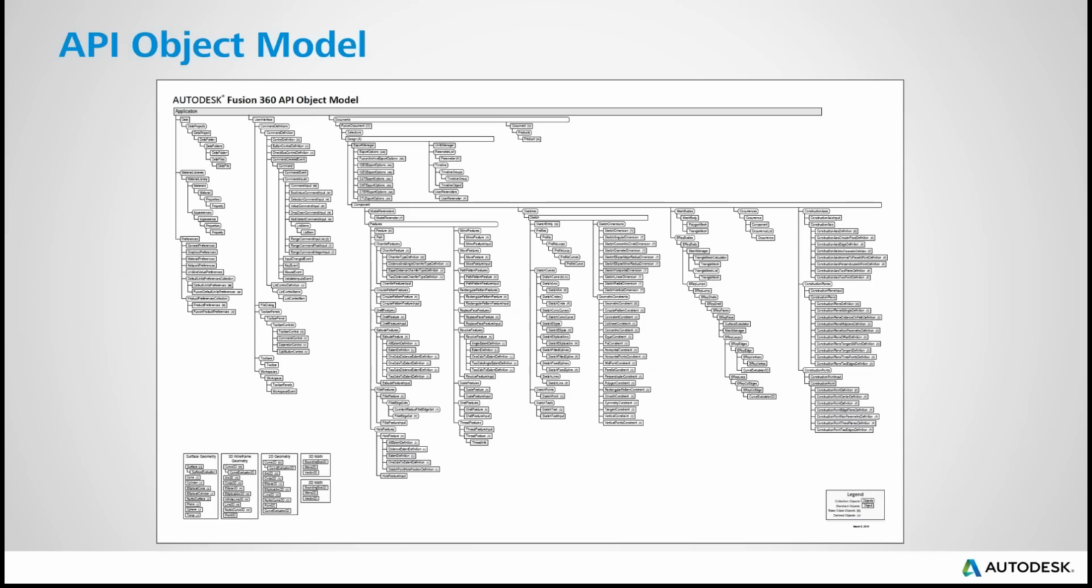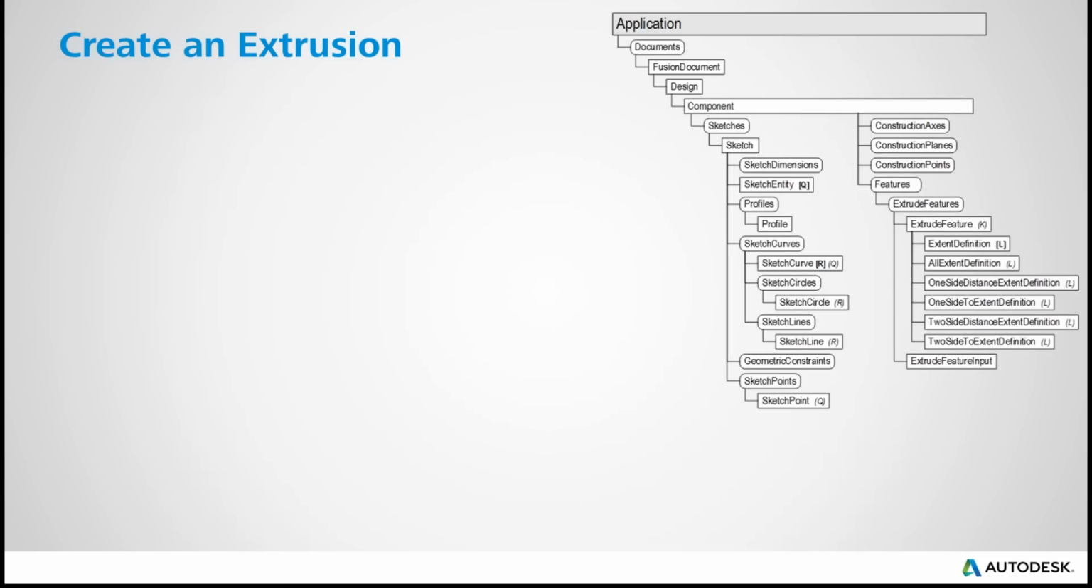So here's the entire big API object model, and with this last release it got big enough I had to move it onto a D-size sheet. There are quite a few objects, and it will continue to grow a fair amount over the next several releases. But here's a detailed view. I've taken just a section of that object model and blown it up here.